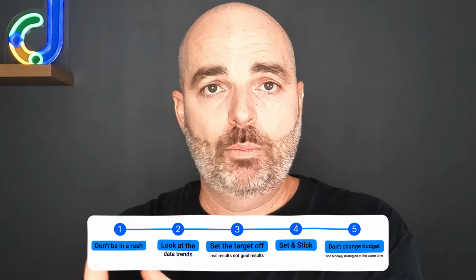And that brings us to point number 5, which is all about don't change your budgets and your bidding targets at the same time. What you want to understand here is that increasing your budget increases the volume of your campaigns, whereas adding in a bidding strategy or adjusting your target is more about increasing the profitability. And those two things are really hard to do at the same time. Now, I'm not saying it's impossible, but it is hard to achieve.